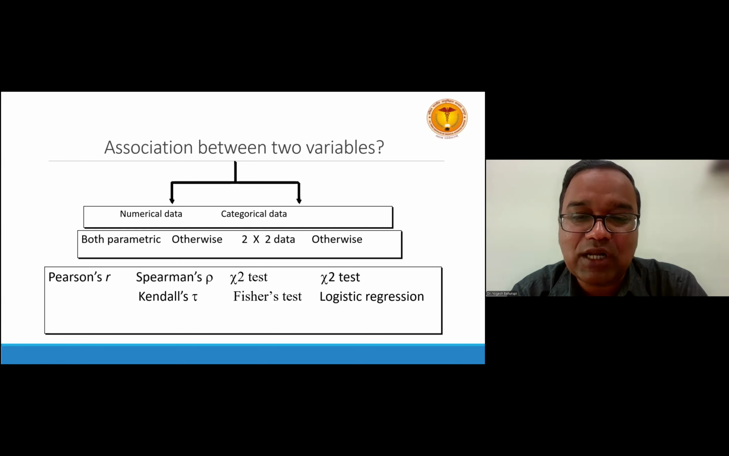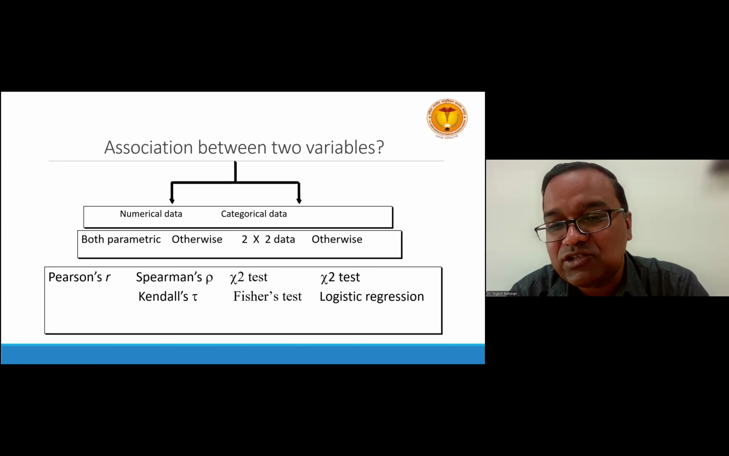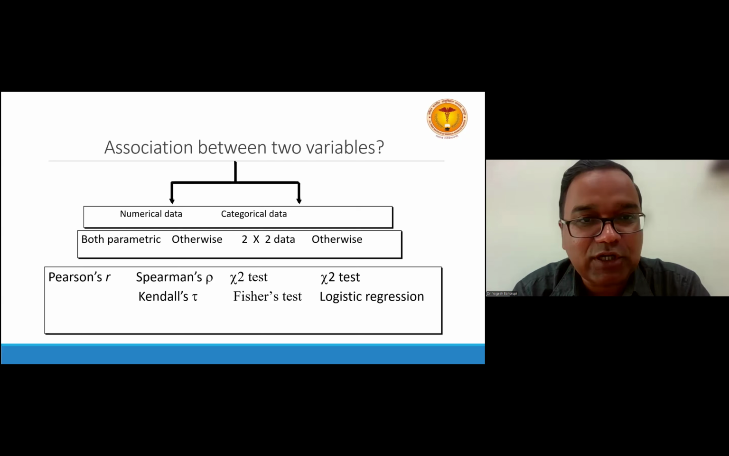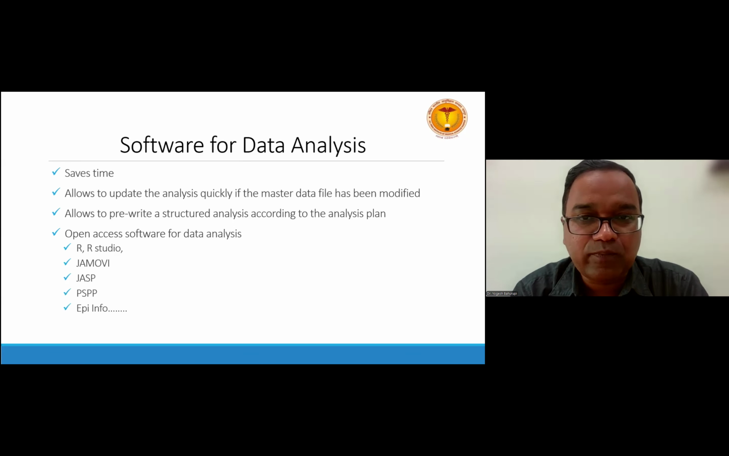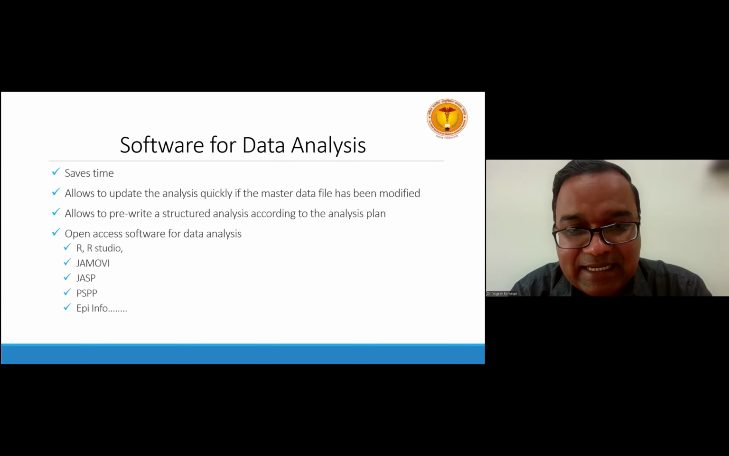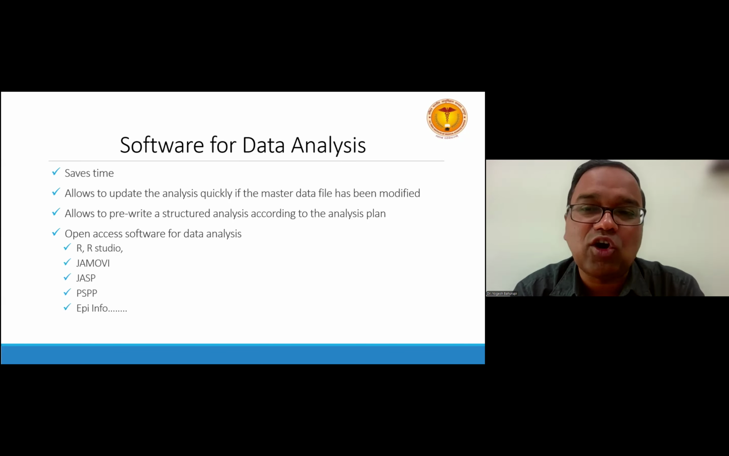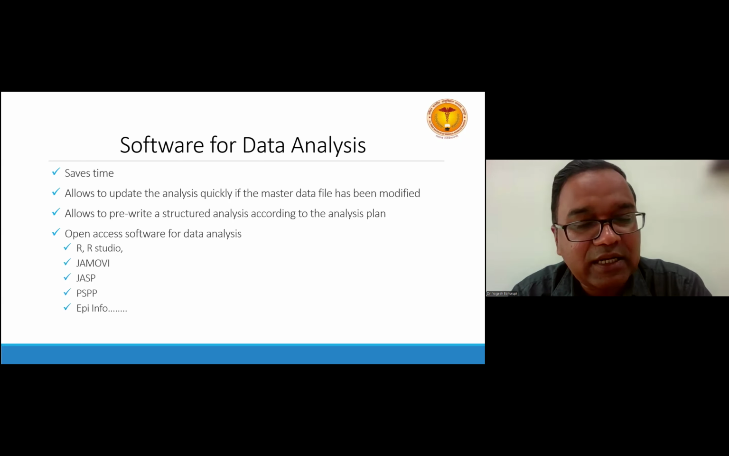This is more often called chi-square for a trend, or we can go for logistic regression. So these are certain tests of significance which we can use when we have to check the relationship or association between two variables. With this, I have concluded the basic part of data analysis, how to decide upon the common test for data analysis. This would be my last slide.